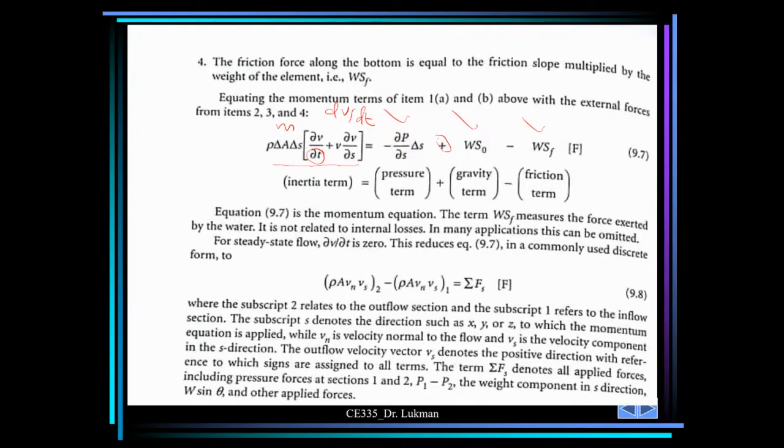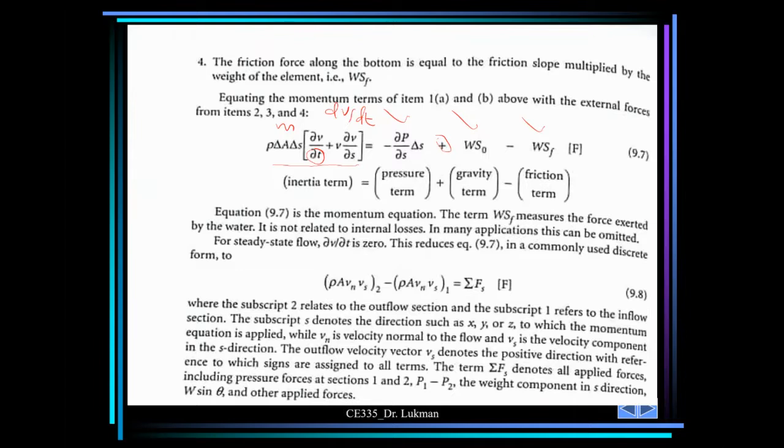Okay, the subscript 2 relates to the outflow section. Subscript 1 refers to the inflow section. So, like you have inflow upstream and downstream. The subscript S denotes the direction, such as x, y, or z. That is the direction of flow to which the momentum equation is applied.